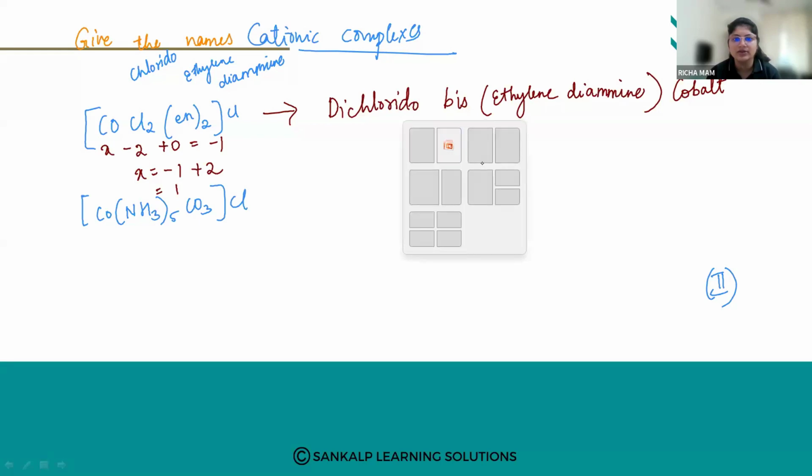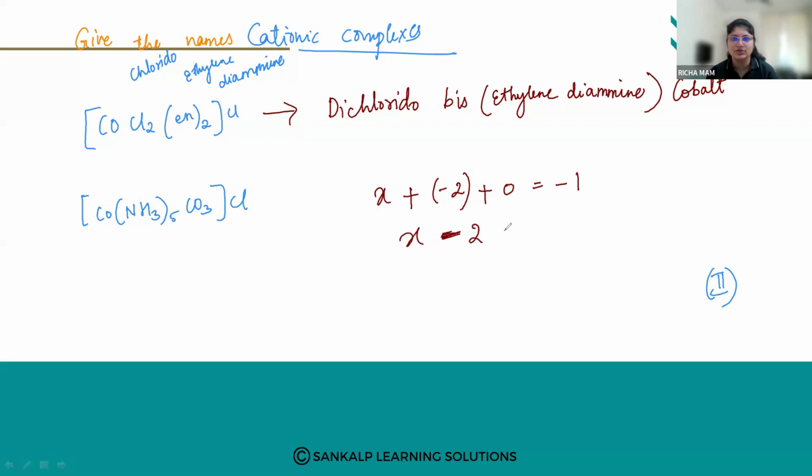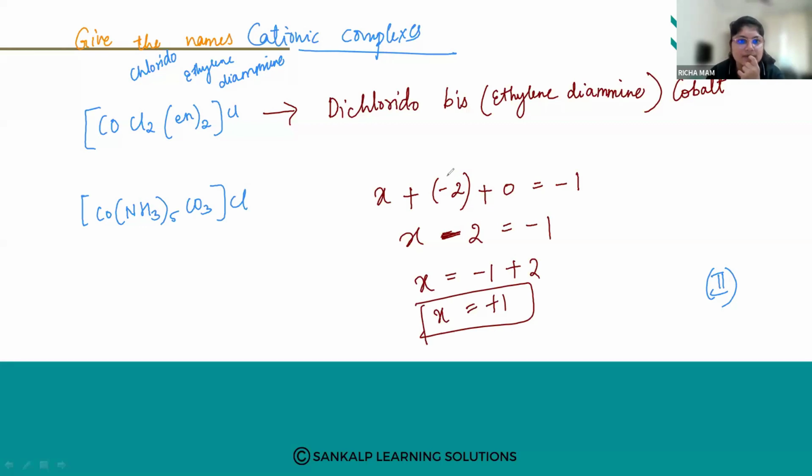Dichlorido, bis(ethylene diamine), cobalt(III) chloride. Yes. But how are we getting cobalt 3? Ethylene diamine is 0. This is minus 2. So cobalt is x, plus chlorines are minus 2, ethylene diamine is 0, equals to minus 1, the charge. So x minus 2 equals minus 1. So x is equal to minus 1 plus 2. So it is coming plus 1. But it should come plus 3. I'll see this. Okay, so it is cobalt(III) and then chloride.